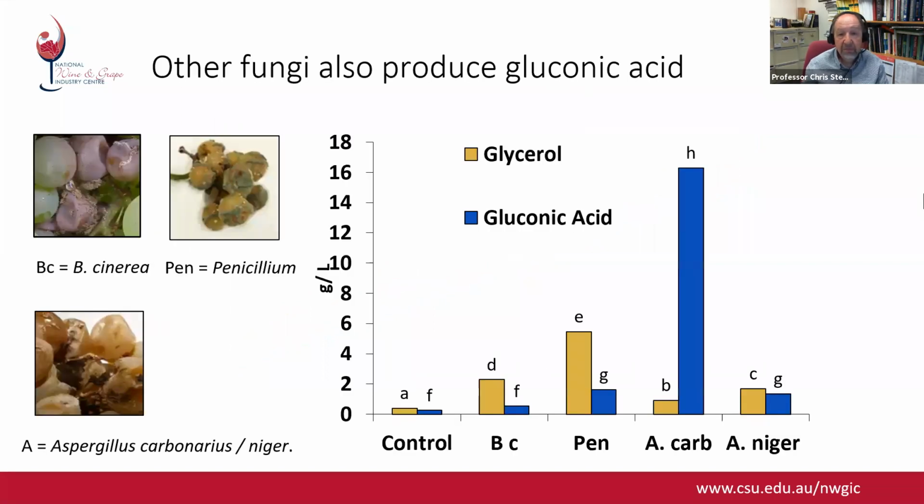What's my opinion of them? Well, they're great, but hey, look at this figure here. This is looking at gluconic acid, not just in botrytis, but grapes infected with other bunch rot pathogens. And probably the levels are comparable in Penicillium and maybe some of the Aspergillus species. But if you've got Aspergillus carbonarius, massive amounts of gluconic acid being produced.